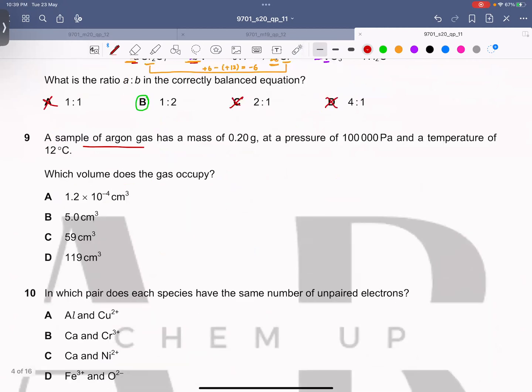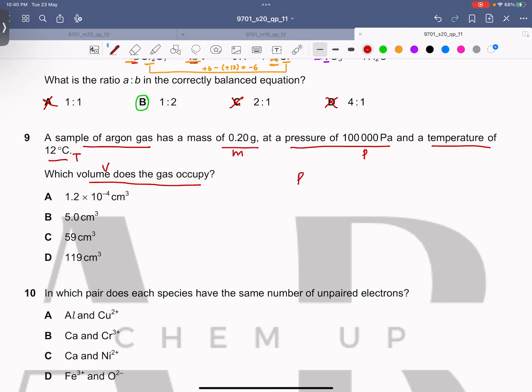A sample of argon gas has a mass of 0.2 grams at a pressure of 100,000 pascals and a temperature of 12 degrees Celsius. Which volume does that gas occupy? Okay, so you are given the mass, you are given the pressure, and you need to find the volume.